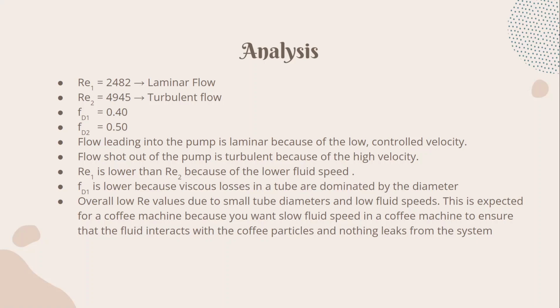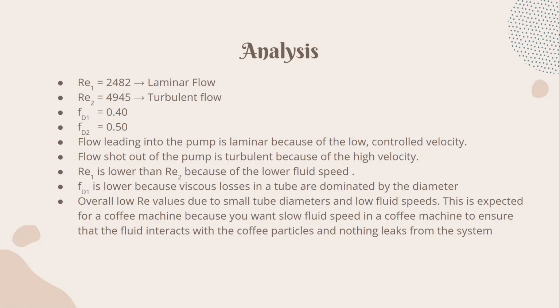So we found the first tube to have laminar flow and the second tube to have turbulent flow, and this makes sense because the flow leading into the pump is more controlled due to the low velocity, and the flow leaving the pump is more uncontrolled because it is shot out of the pump at a higher velocity. And the Reynolds number is lower in tube 1 because of the lower fluid speed, and the viscous dissipation factor is also lower because of the smaller diameter, since viscous losses in a tube are dominated by the diameter.